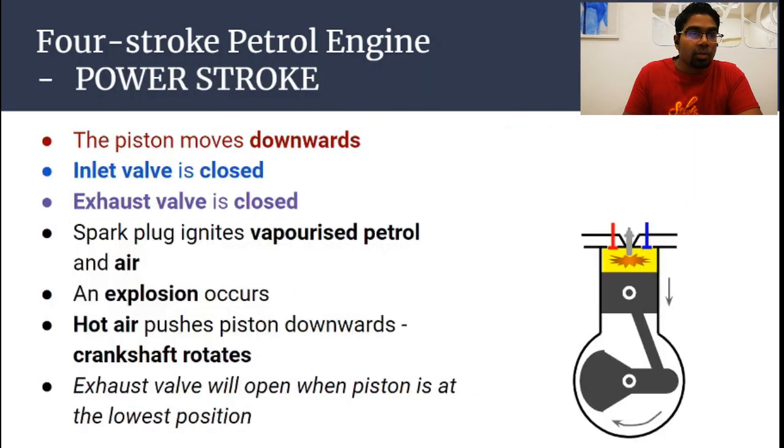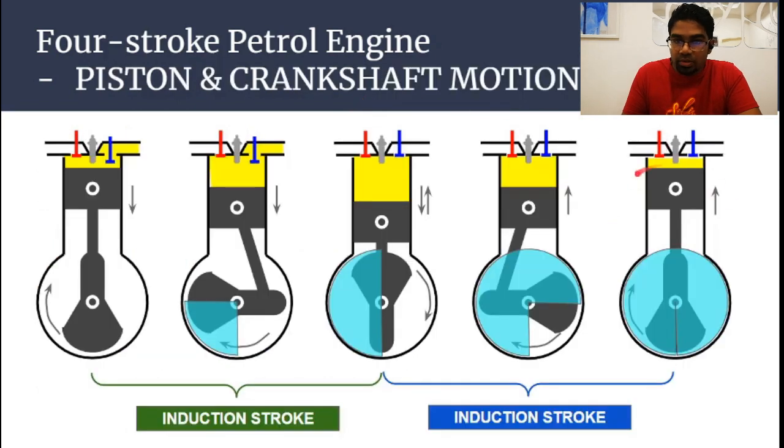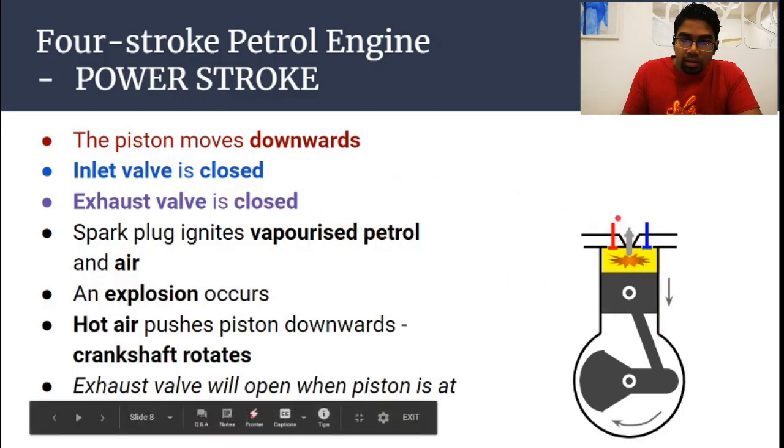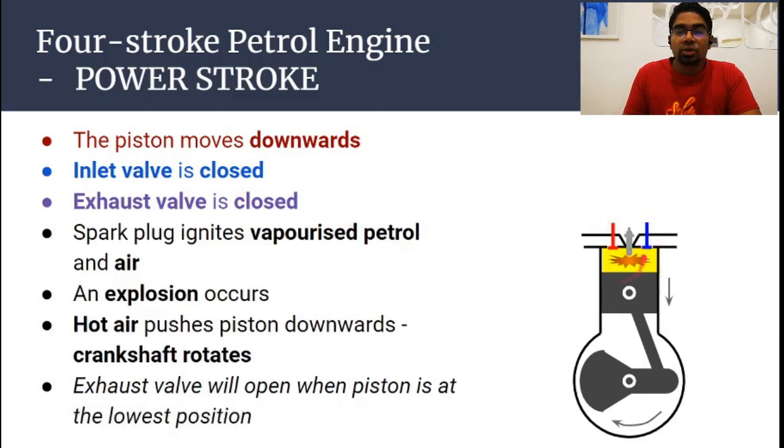Okay, now to the power stroke. So power stroke, remember just now after the compression stroke the piston is up at the highest position. So now in the power stroke, the piston starts to move downwards. Now how does it move downwards? The spark plug has already ignited the petrol and air. So this causes an explosion that forces the piston to go down. So again, the inlet valve and the exhaust valve are both closed. This is a closed, contained explosion which forces the piston down.